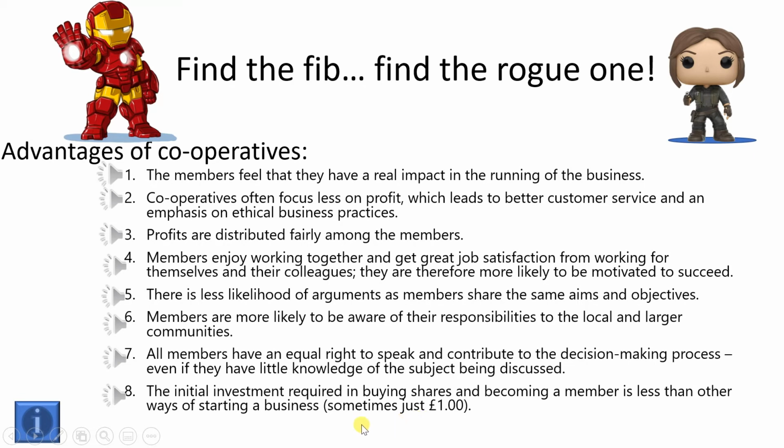So there is a list of 8 advantages, and we now need to find out which is the fib, which is the rogue one. So here's the answer.